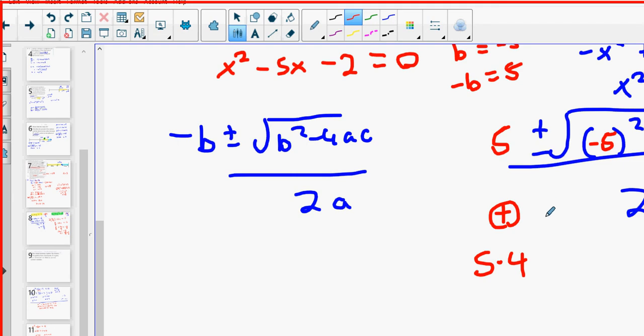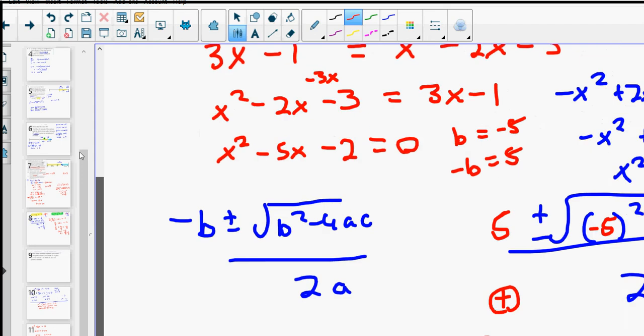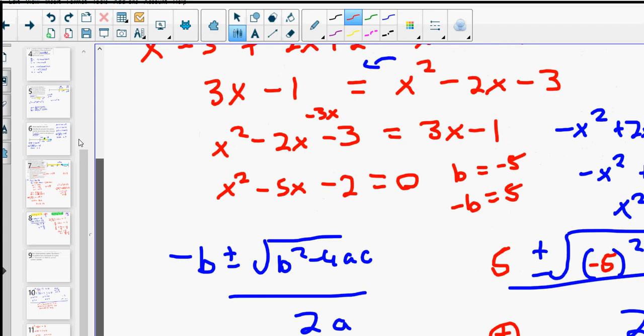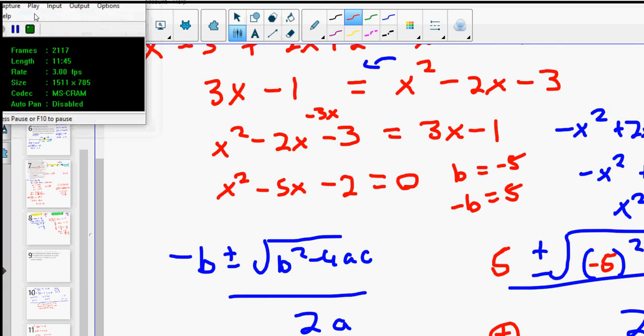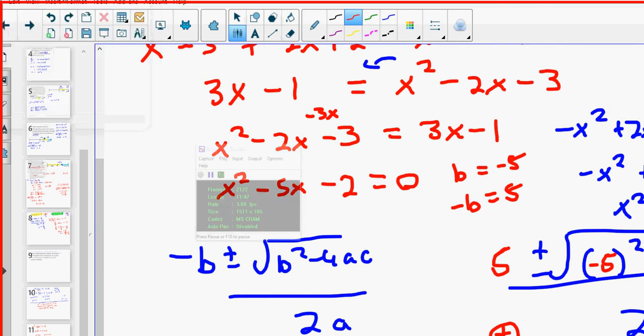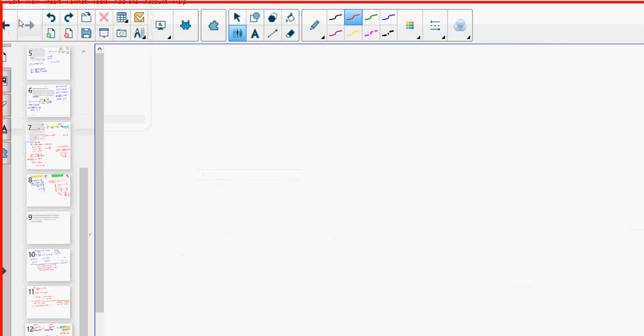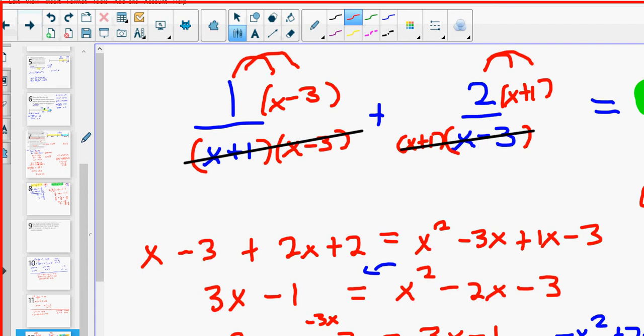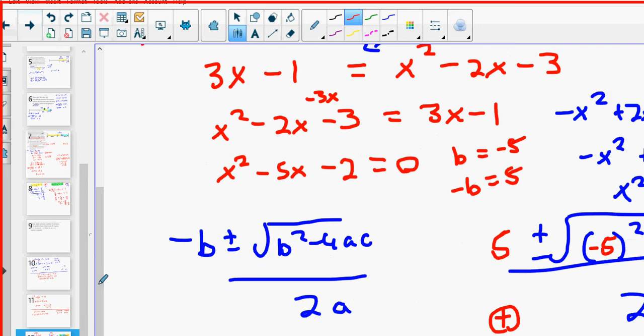Minus 0.4. Everybody cool with that? Okay. You good? Alrighty. Next one. Really quickly. Anybody got any? Alright guys, ready? Another one? Okay. The answer is 5.4 minus 0.4.